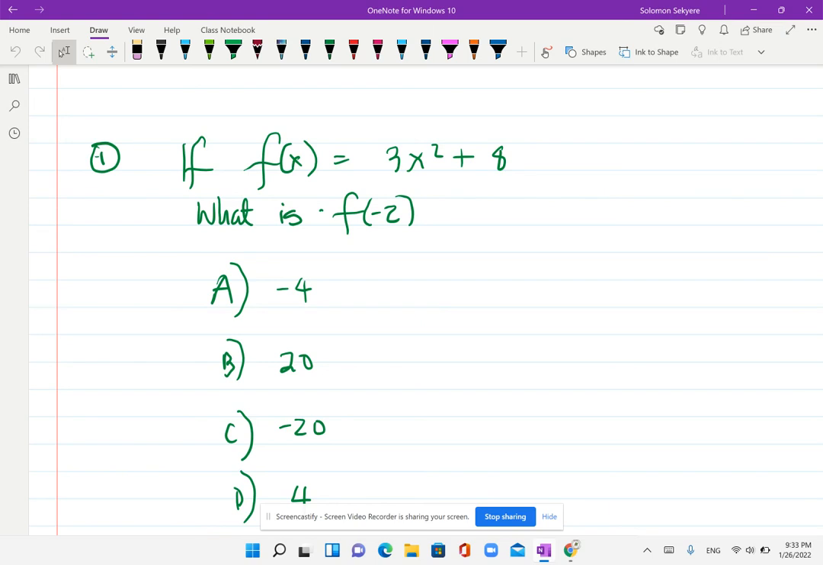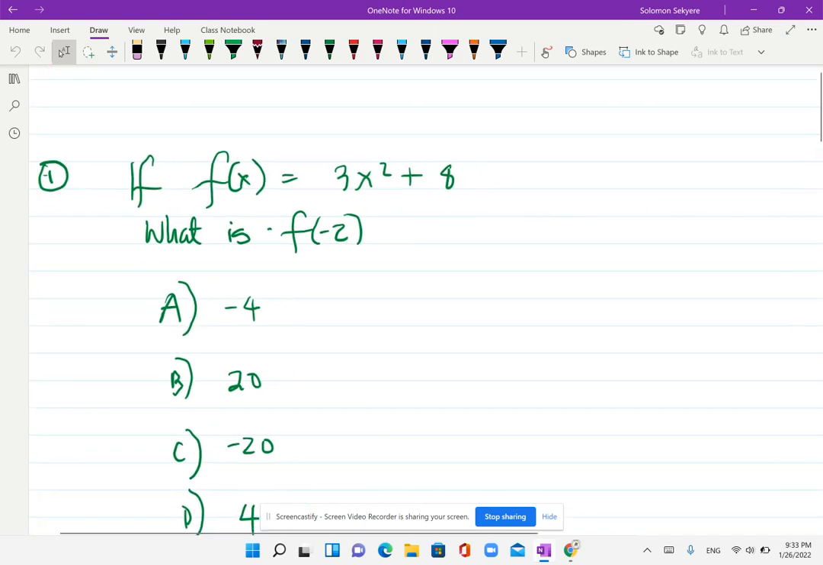All right, let's do another problem here. If f of x equals 3x squared plus 8, what is f of negative 2?